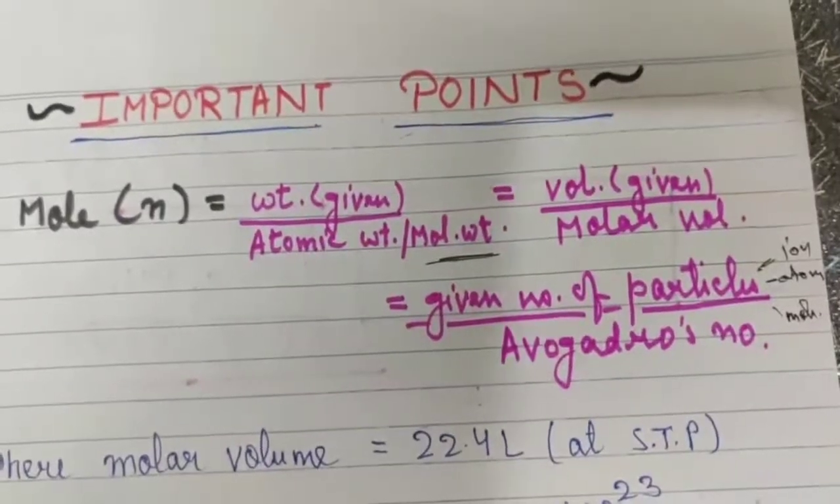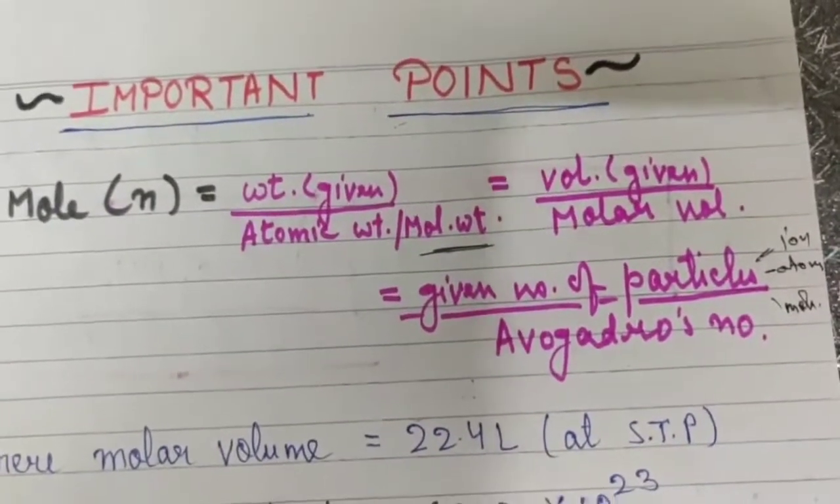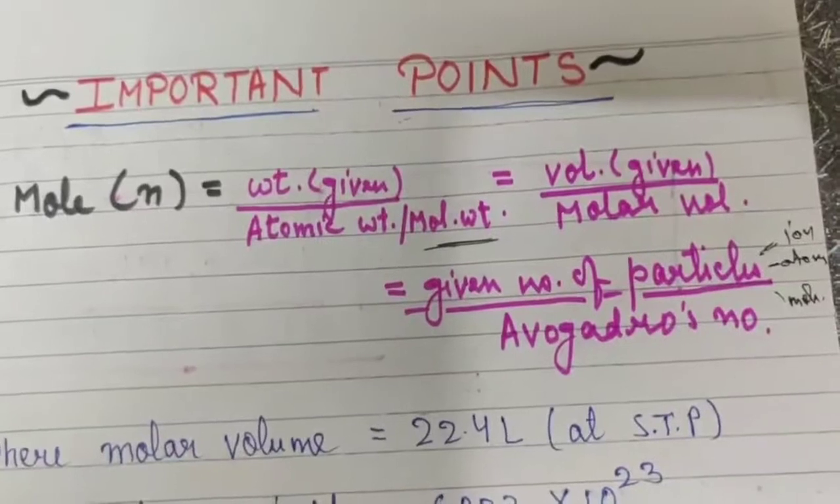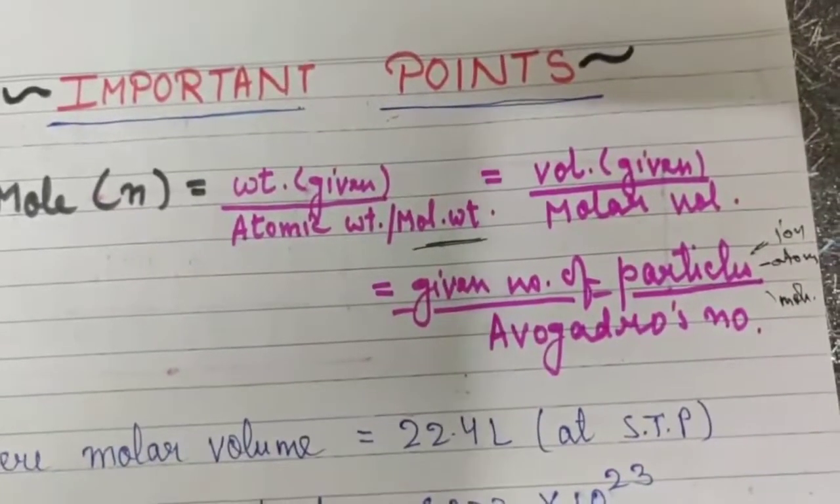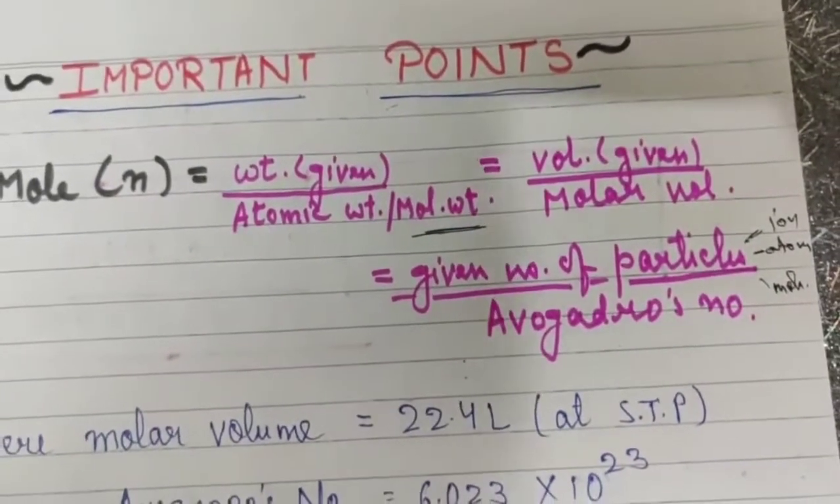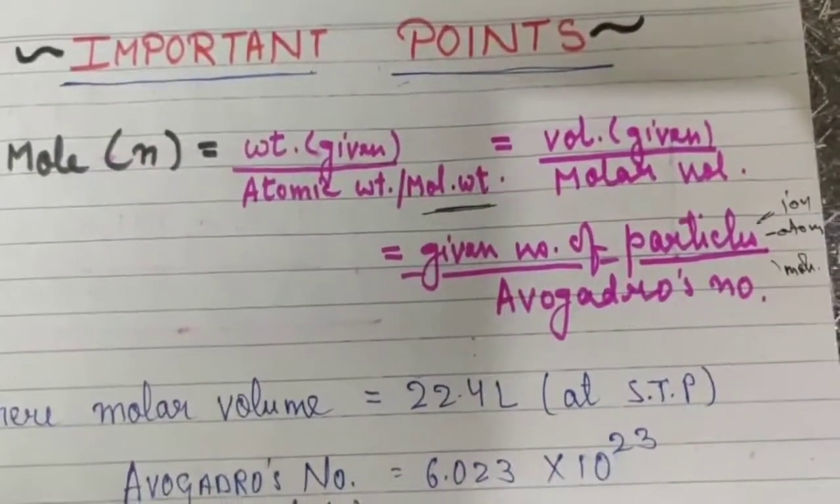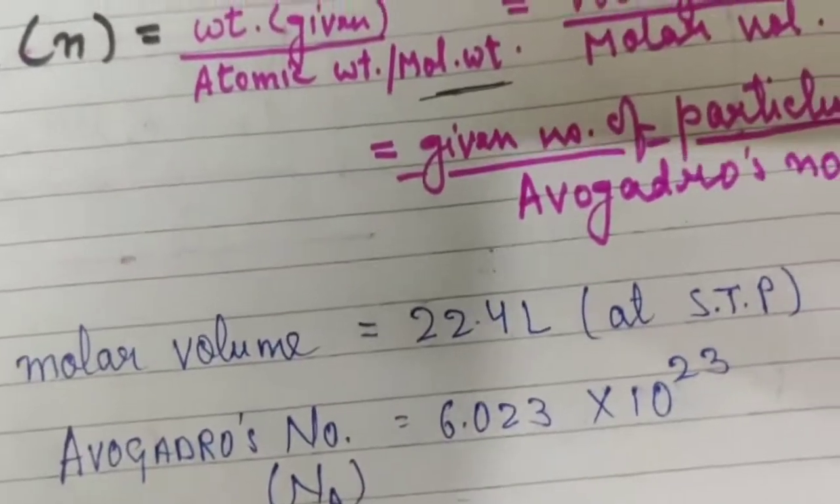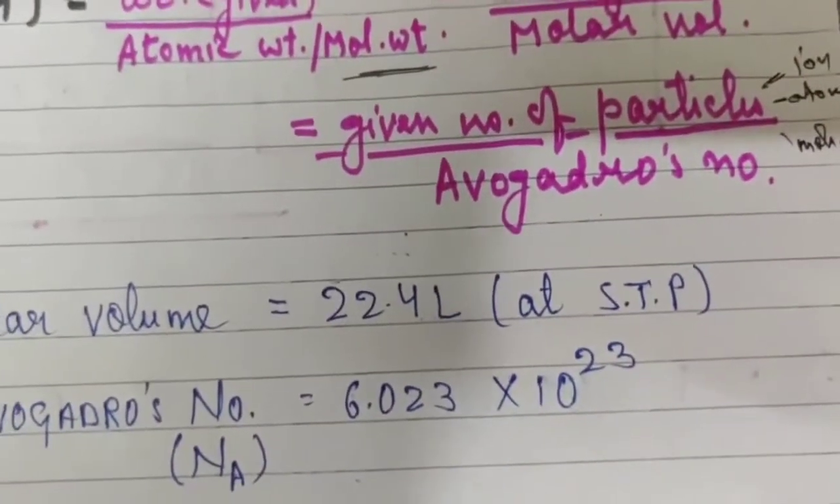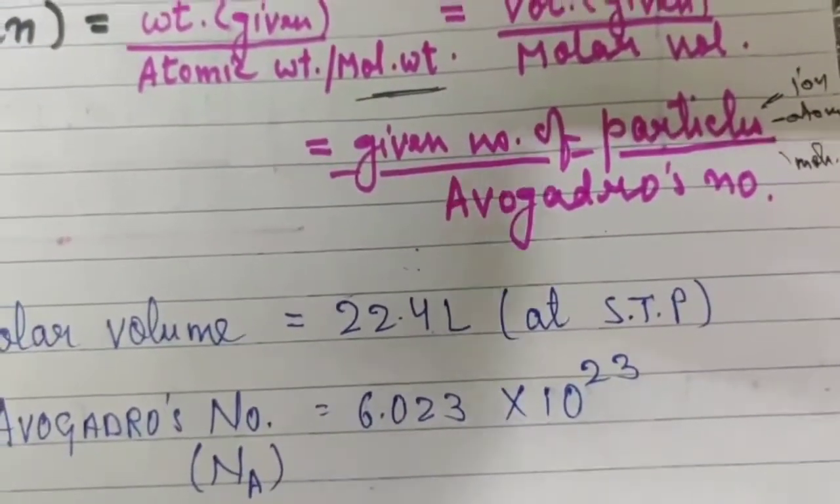which is equal to, again, number of moles is equal to given volume upon molar volume. Molar volume is equal to the volume occupied by 1 mole of any gas at STP. I hope you remember the value because we have discussed it in the last session. It is equal to 22.4 liter or 22400 cc.